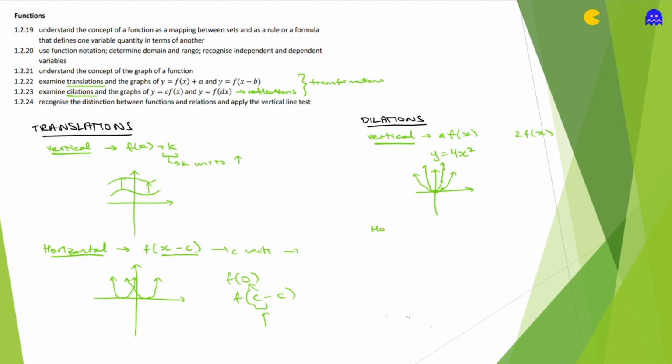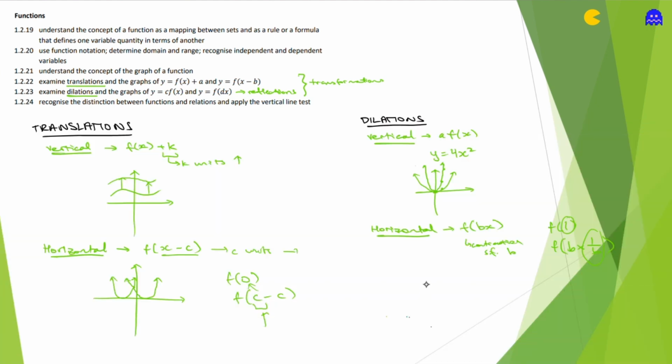In the case of horizontal dilations, we are doing the exact same thing, but in the horizontal direction. If we look at f of bx, for example, this will dilate by a scale factor of 1 over b. Because what was initially at f of 1 now has to be at f of b times 1 over b. So what was initially at 1 has now moved to 1 over b. So it's a contraction by a scale factor of b.